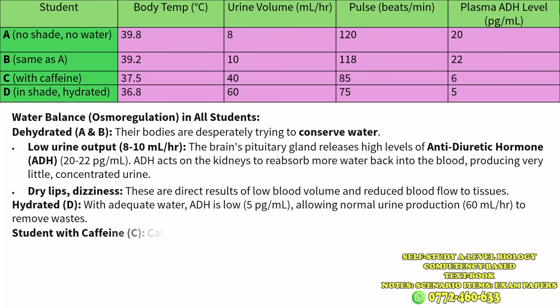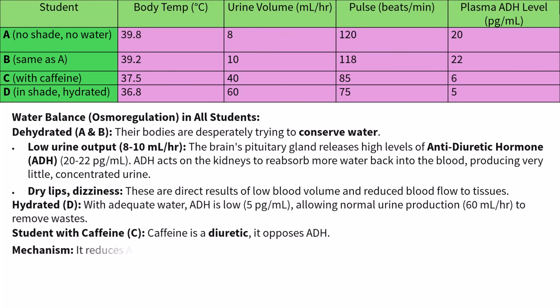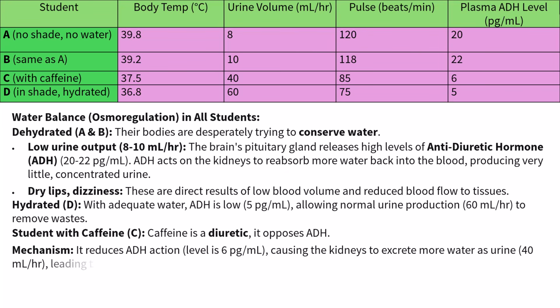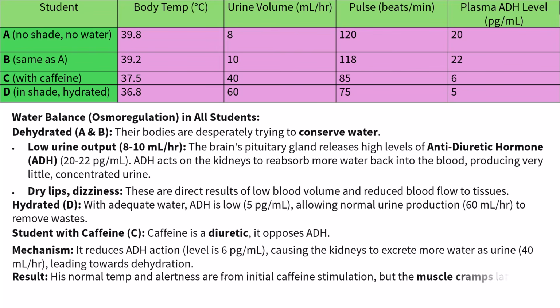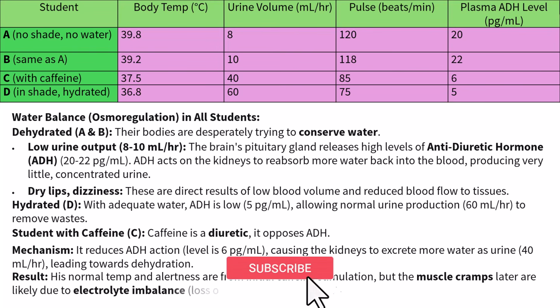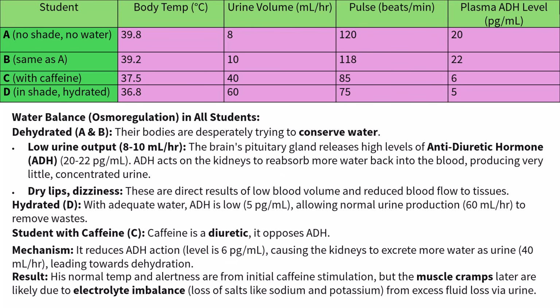Student with caffeine. Caffeine is a diuretic. It opposes ADH. Mechanism: it reduces ADH action, causing the kidneys to excrete more water as urine, leading to dehydration. Result: his normal temperature and alertness are from initial caffeine stimulation, but the muscle cramps later are likely due to electrolyte imbalance, loss of salts like sodium and potassium from excess fluid loss via urine.